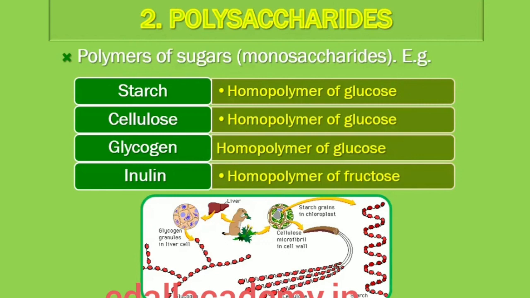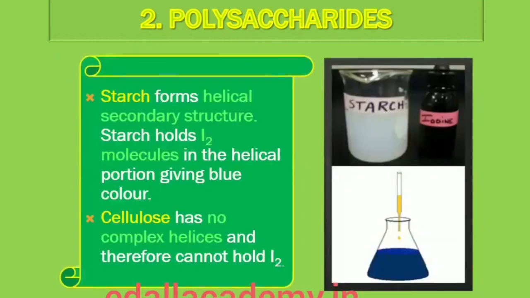Starch. Starch is a variant of cellulose and present as a storehouse of energy in plant tissue. Starch forms helical secondary structures. In fact, starch can hold I2 molecule, that is iodine molecule, in the helical portion. The starch iodine is blue in color. Cellulose does not contain complex helix and hence cannot hold iodine.